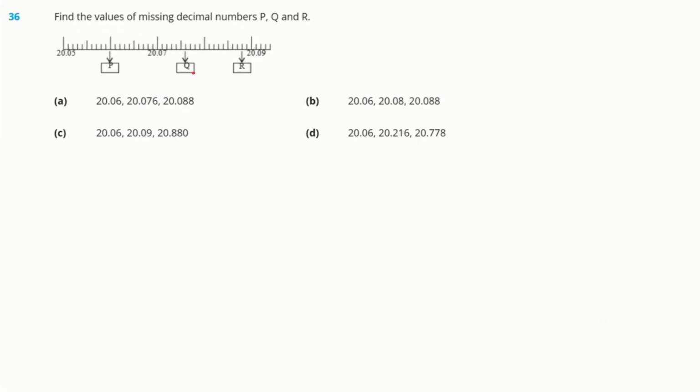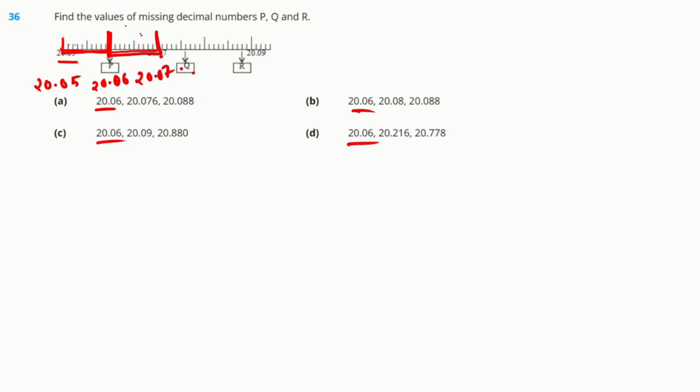Moving on to the next question, number 36. If we just observe the scale, this is 20.05, this is 20.07. P is exactly midway, so this has to be 20.06. All the options have 20.06 over here.